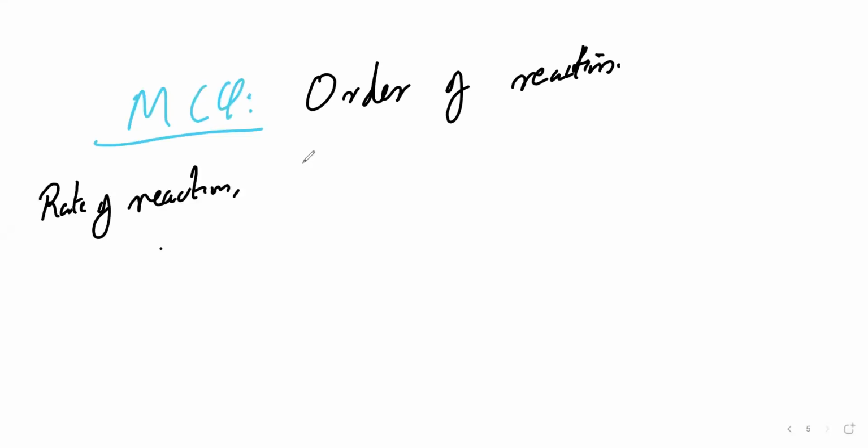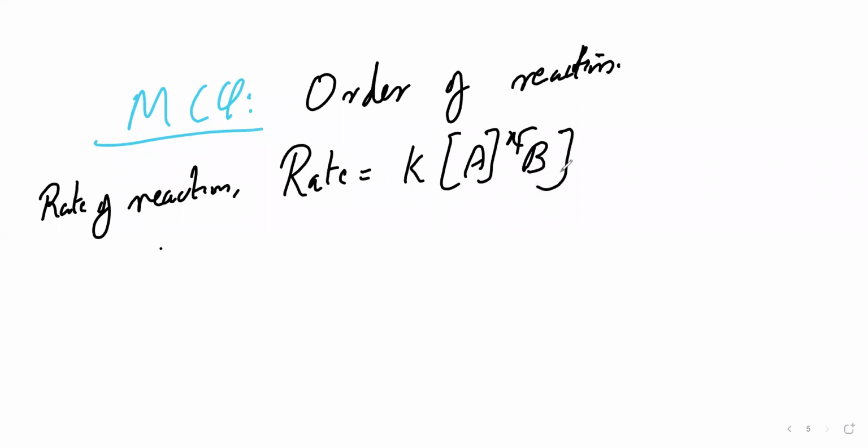I think everyone might be knowing this thing. Rate is equal to K, concentration of A power X and B power Y. And if you're wondering what this K is, it is called the rate constant.